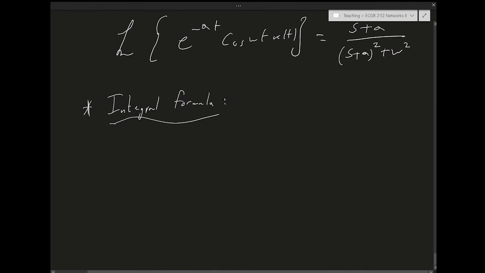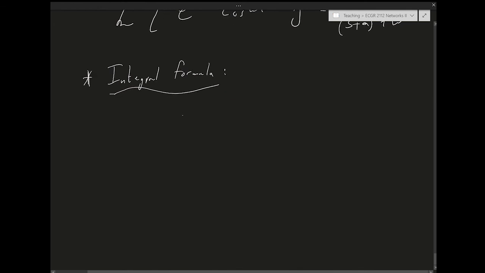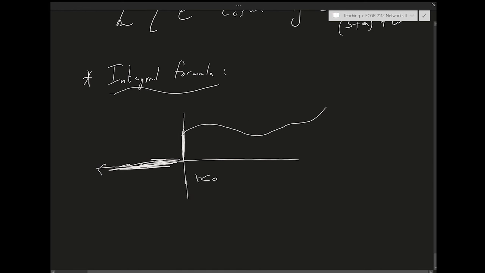So let's derive the integral formula. The idea behind it is simple. We take any function, and remember we're dealing with functions that are multiplied by u of t, so the function will be 0 on the left-hand side for t less than 0, right? Then we'll have any general function. We can always approximate this function as a train of Dirac delta functions, right? So this would be an approximation for this function.